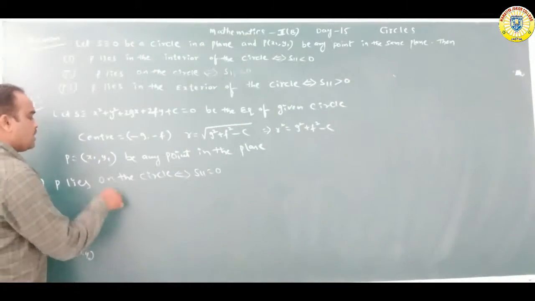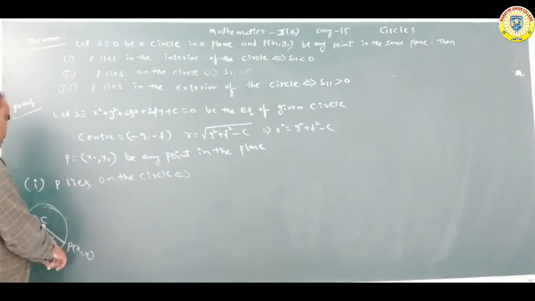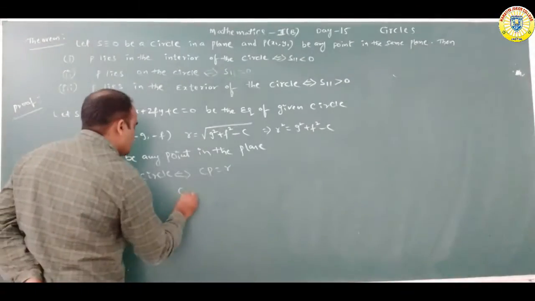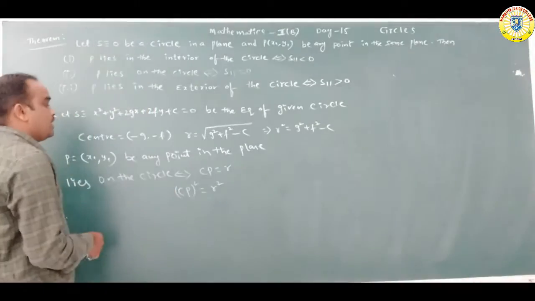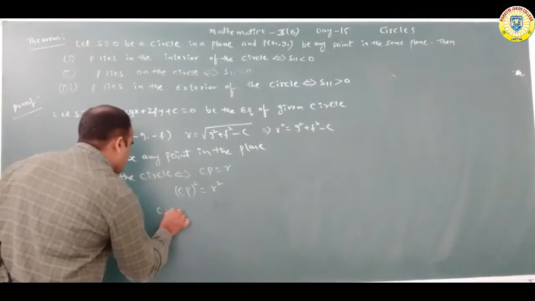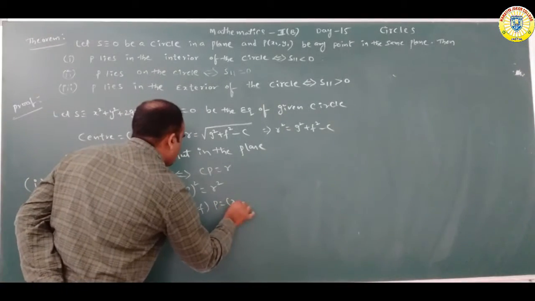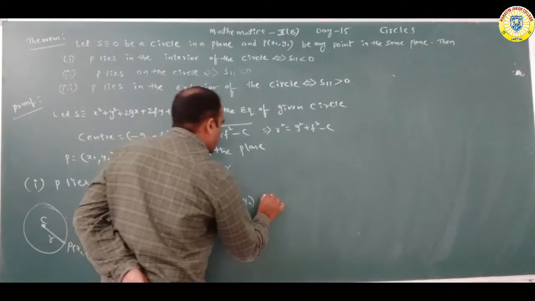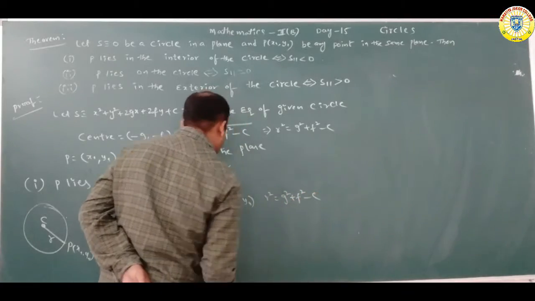P lies on the circle. That implies S11 is equal to 0. So our condition is CP is equal to R, the point on the circle. Squaring on both sides, CP whole square is equal to R square. C is equal to (-g, -f), P is equal to (x1, y1). R square is equal to g square plus f square minus c.